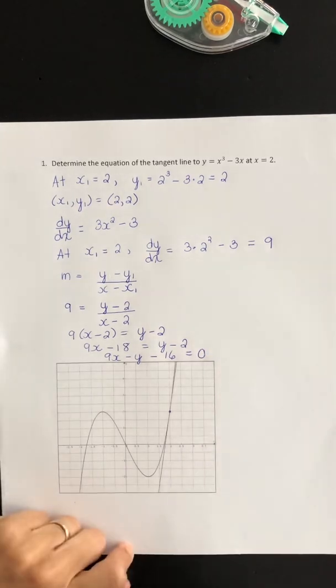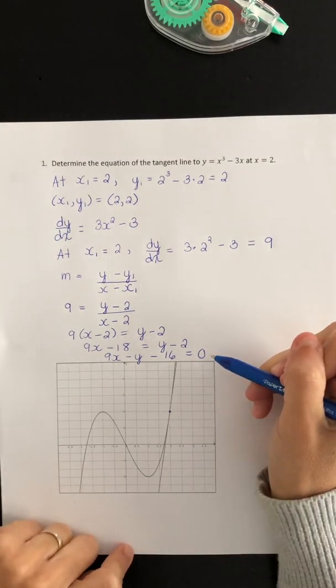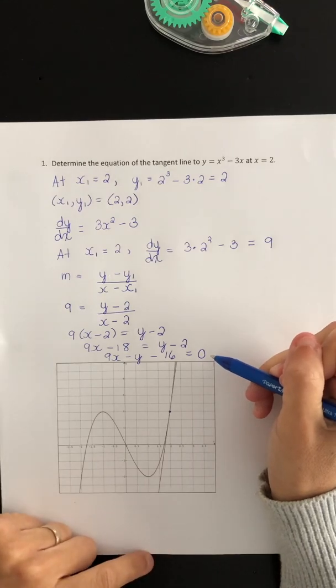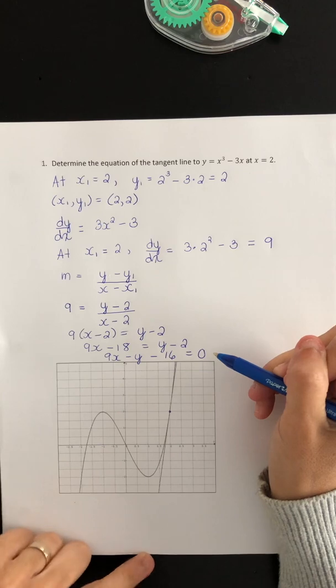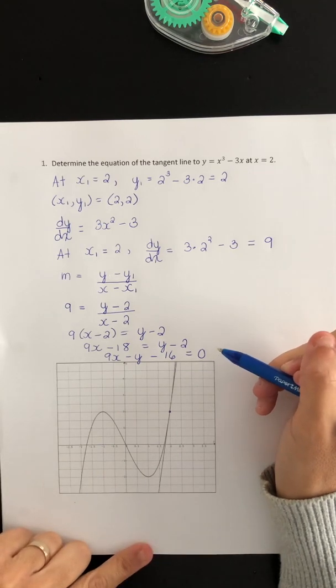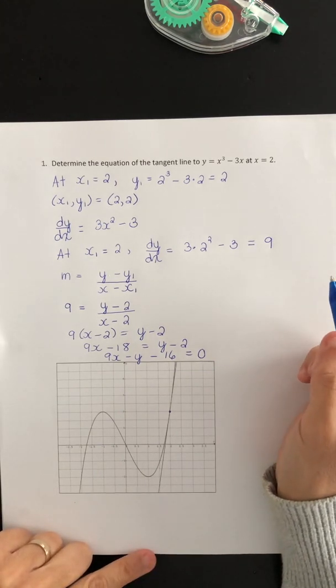Some of you like to put it into the form y equals mx plus b as well, and that I guess would be y equals 9x minus 16. Either way, it describes the same straight line.